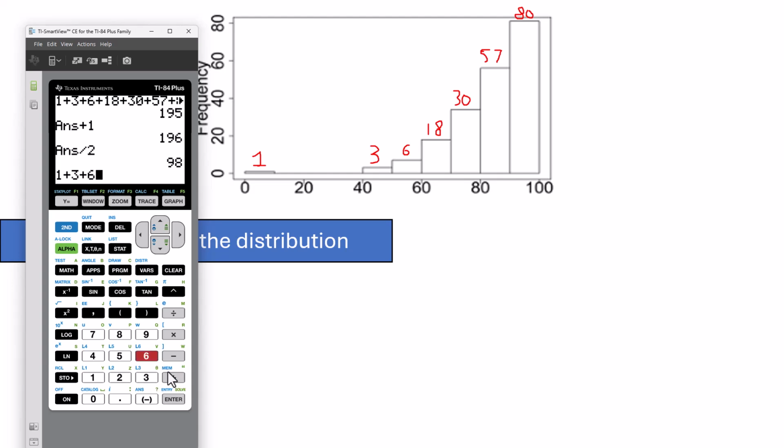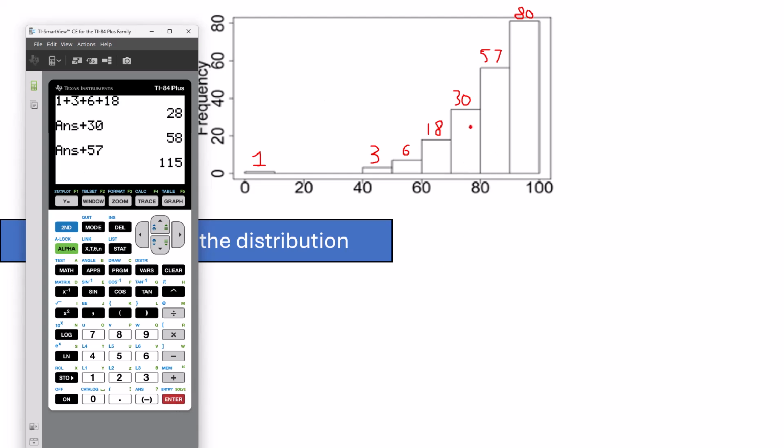So if I start adding up some of these values, 1, 3, 6, and 18, I get 28. That's not high enough. I'm trying to find 98. So let's keep going. If I add to that 30, I'm at 58. I'm still not at 98. Now I can see that if I take the 58 that I have so far and I add 57, now I'm going to be past 98.